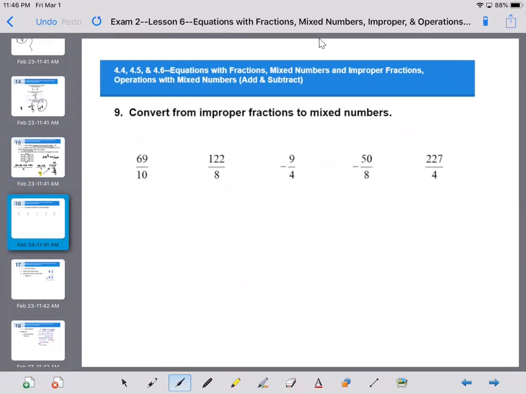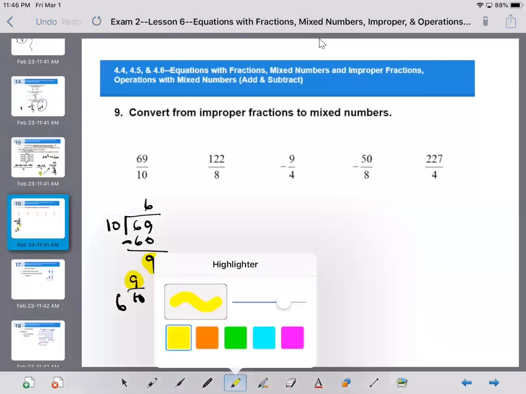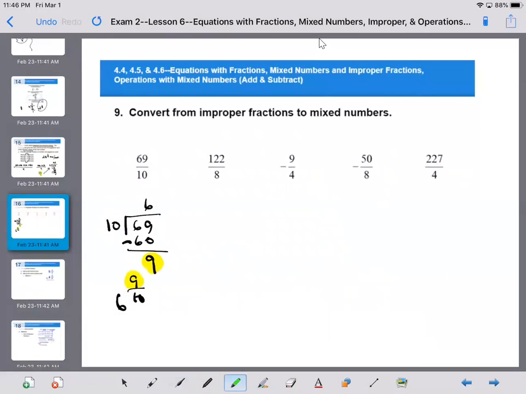So now let's do that. Let's change each of these. So it's just a denominator divided into the numerator. So that would be 6 times. So that's 60. So that would be 6 and 9/10. Notice the remainder 9 going in the numerator, and the divisor being in the denominator.